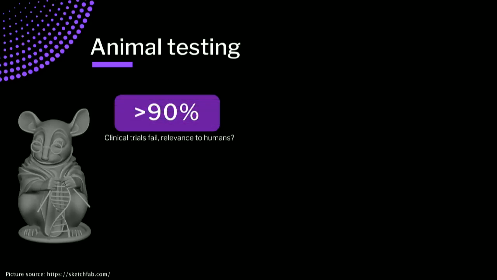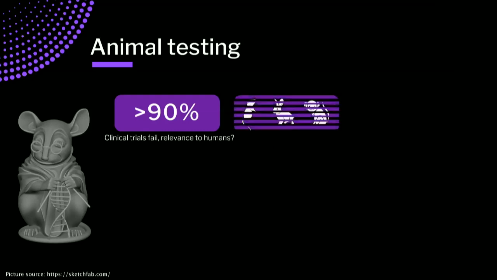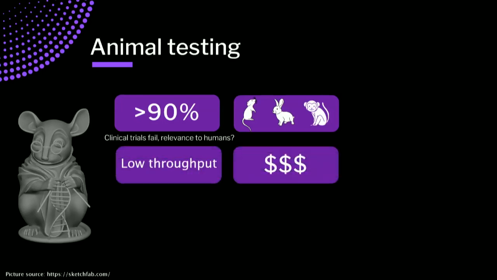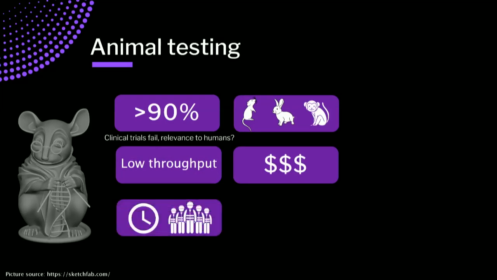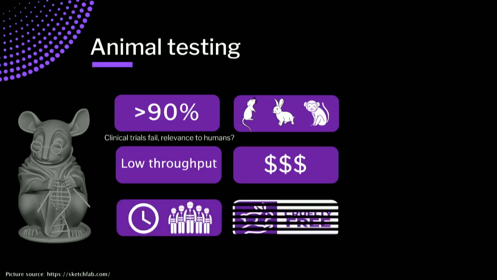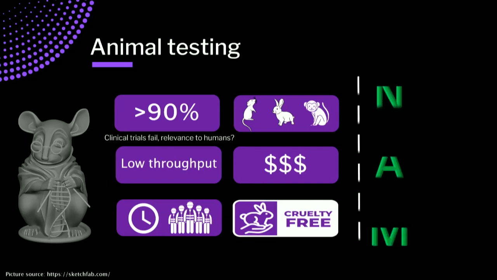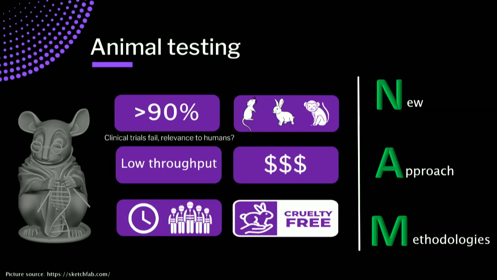For example, 90% of clinical trials fail, and that is related to interspecific differences. Also, animal studies are very low throughput, very expensive, and time and labor consuming. And last, they bring up several ethical concerns. In response to this, new approach methodologies emerged. So there are new alternatives to test chemical toxicity by using in vitro, in silico, or omics-based approaches.